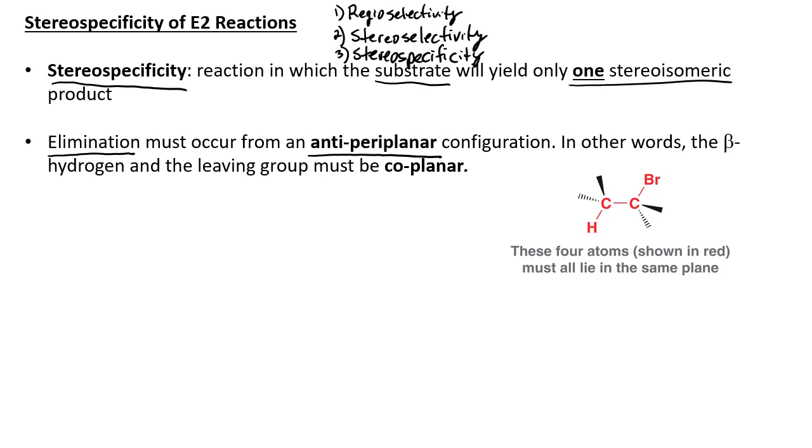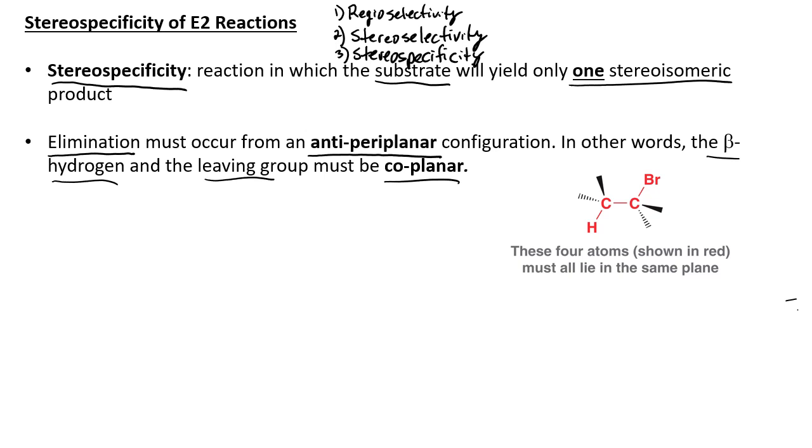All right, so the molecule must have an anti-periplanar conformation where the beta hydrogen and the leaving group are coplanar in the same plane. So let's take a look at our example. We have a beta hydrogen and our leaving group in the same plane. If they're all solid lines, then they're in the same plane. Wedges and dashes are in and out of the plane.